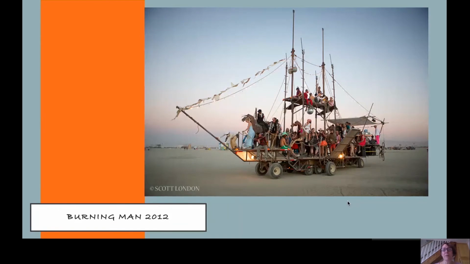Here we have Burning Man. These are events that happen in America and also in South Africa. We've got this huge ship on wheels, and it looks like a massive party for a load of people.